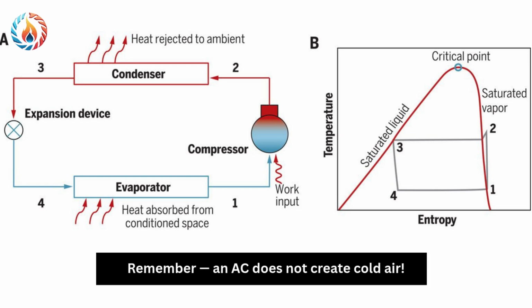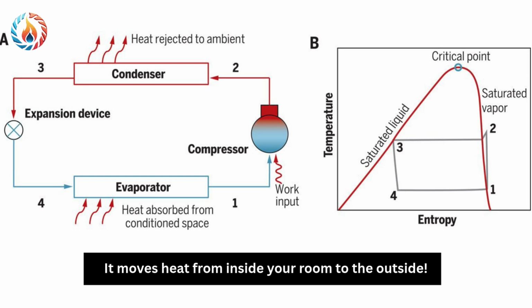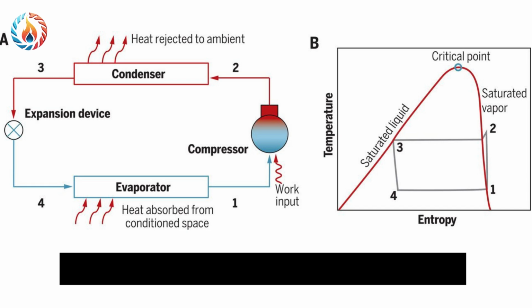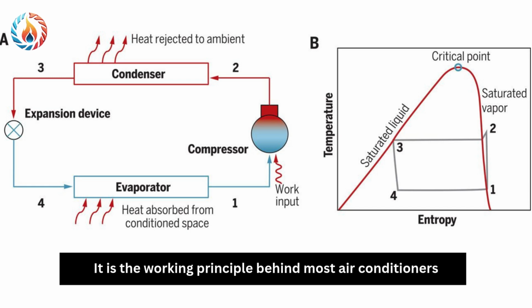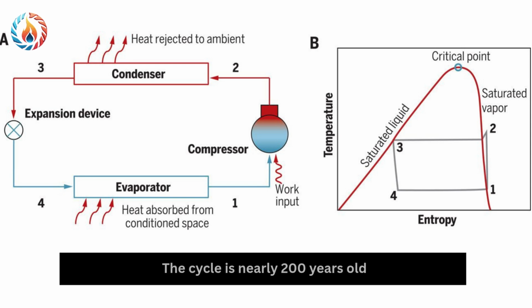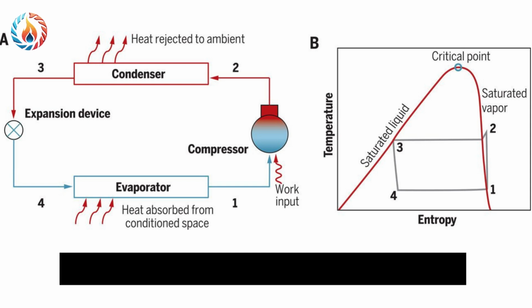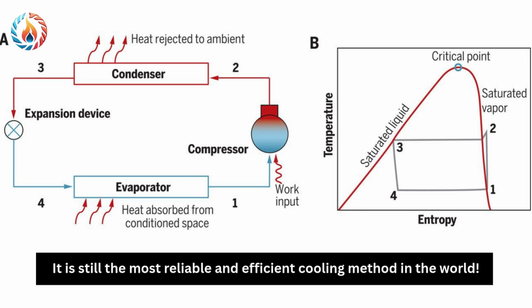Remember, an AC does not create cold air. It moves heat from inside your room to the outside. And the vapor compression cycle is exactly how it does this. It is the working principle behind most air conditioners, refrigerators, heat pumps, cold rooms, and chillers. The cycle is nearly 200 years old, but it does not seem ready to leave the scene anytime soon. It is still the most reliable and efficient cooling method in the world.